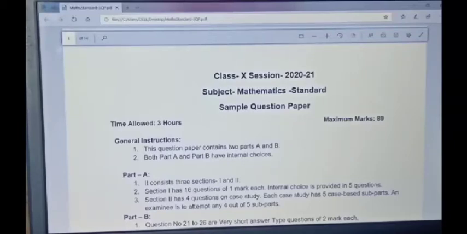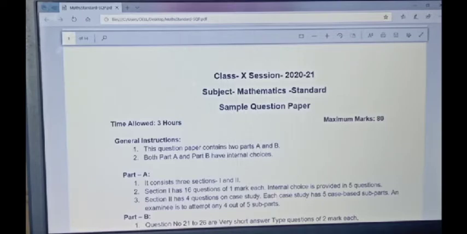Today we are going to solve the CBSE 2021 standard sample question paper. It is a question paper from CBSE. The CBSE board has released the question paper, so go and check it out. So here I am going to solve the sample question paper, mathematics standard.